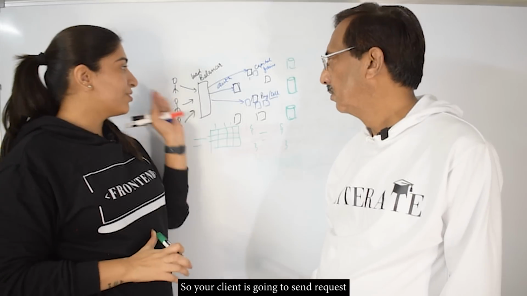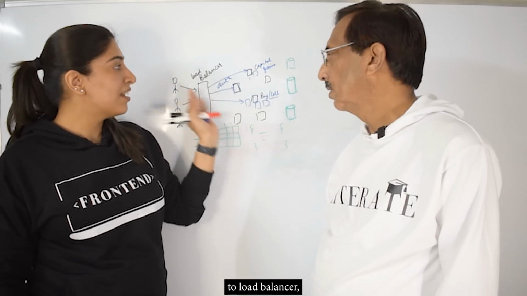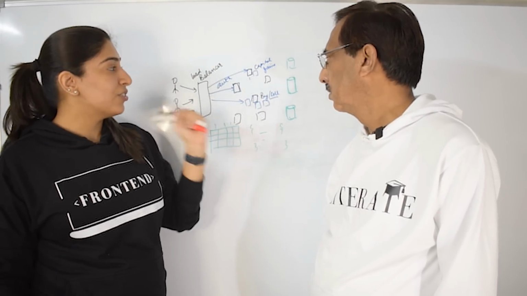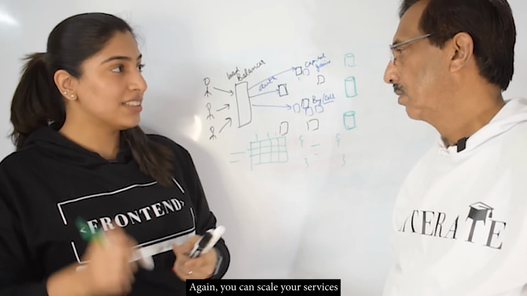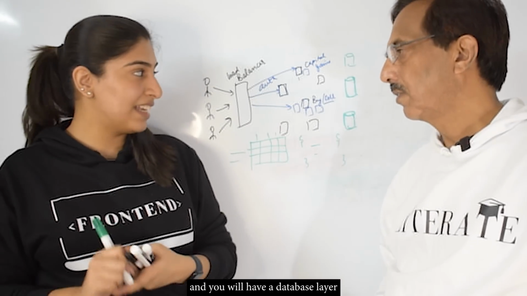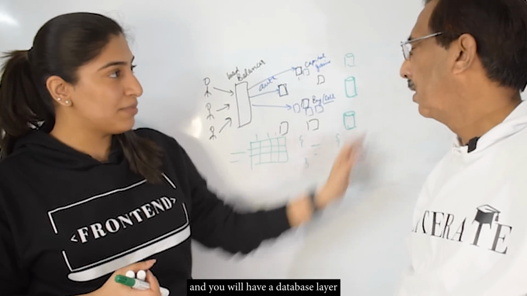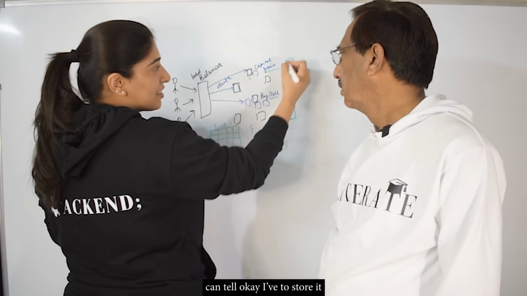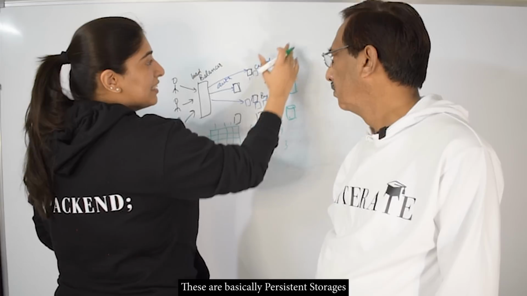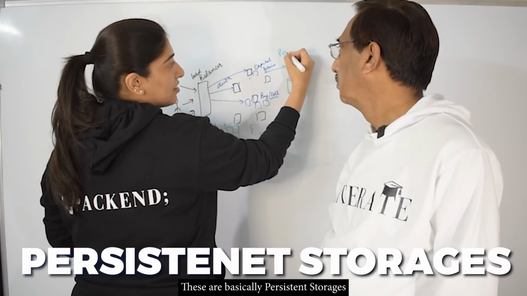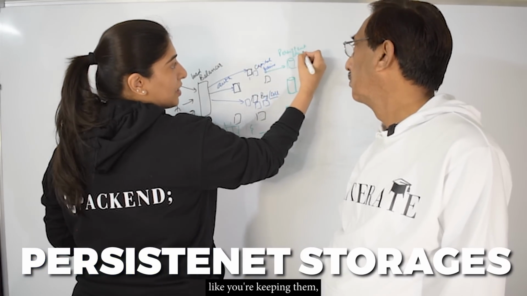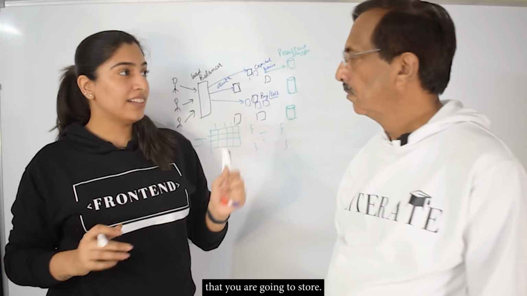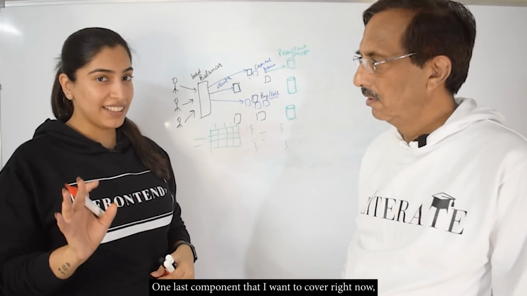So your client is going to send requests to the load balancer. The load balancer will send requests to different services. Again, you can scale your services, horizontal scaling, vertical scaling, and you will have a database layer. So your services can interact with your databases, and tell them that I have to store this. These are basically persistent storages, where you're keeping the data for a particular period. Other than this data that you're going to store, there is one last component that I want to cover.